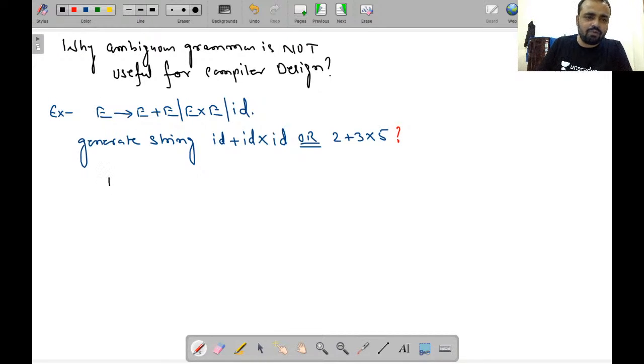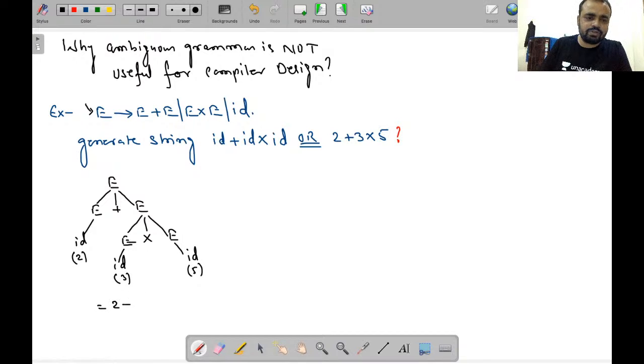So let's see how we can generate it. E is the start symbol of the grammar. From the E, we can take E plus E, and then from this E, we can take E into E, and from all the E we can generate the ID. Ultimately, when you count all the leaf nodes, suppose this is the value 2, this is the value 3, and this is the value 5. So of course, it is generating the string 2 plus 3 into 5.